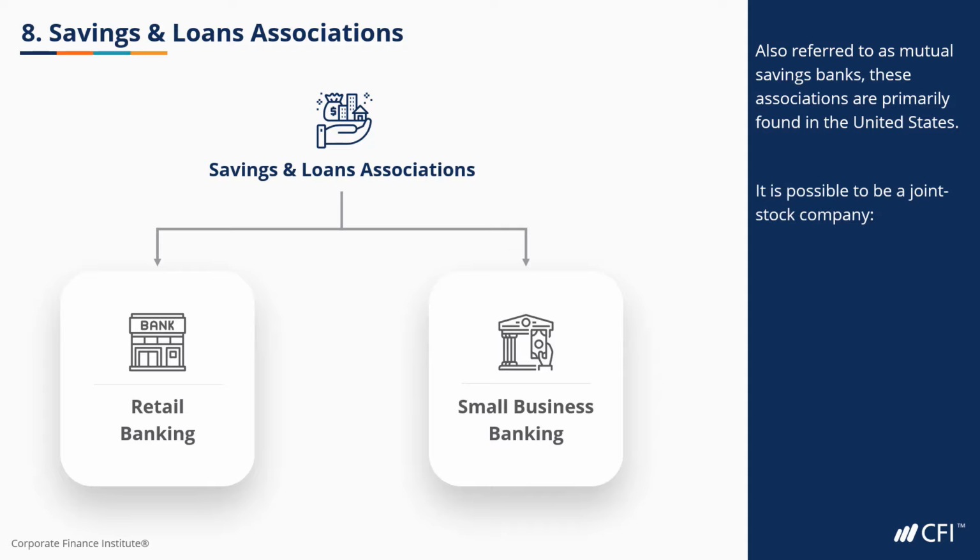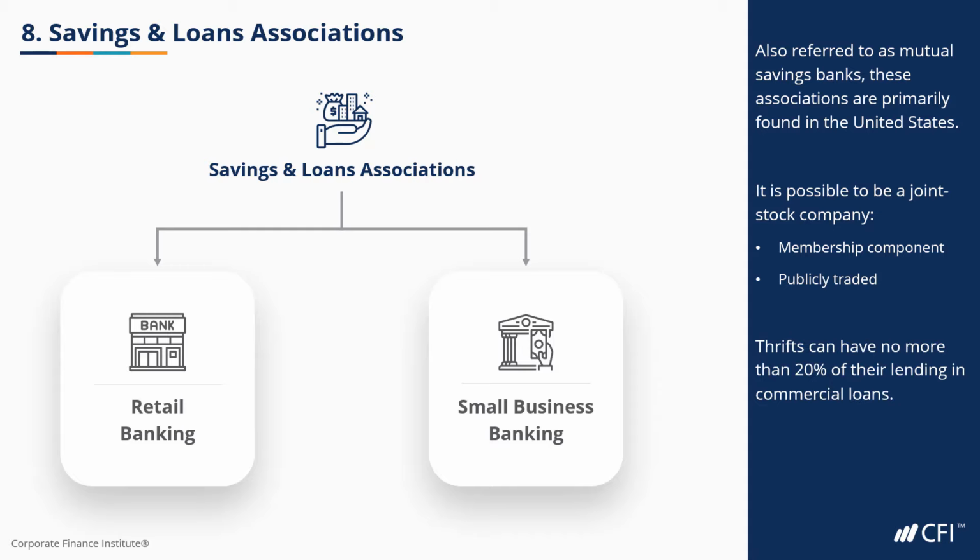This type of company means that there's a membership component where the shareholders split profits and liabilities, and also they can be publicly traded, where the shares can be bought and sold on an exchange with no traditional membership rights. By law, thrifts, which are savings and loan associations, can have no more than 20% of their lending in commercial loans, as they are meant to be in the retail space and primarily to provide mortgages to homeowners.